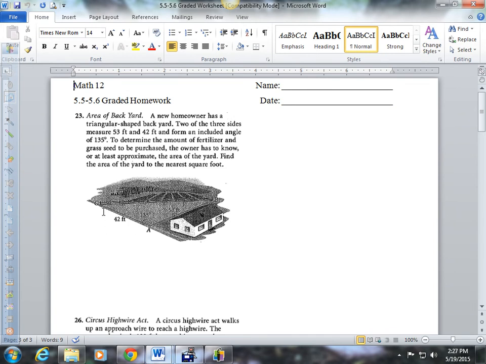53 feet, and your angle is 135 degrees. So darken those up or whatever you need to do on your diagram so you can see them. Obviously they're up here as well, but it's kind of nice to be able to see them in the diagram down here.